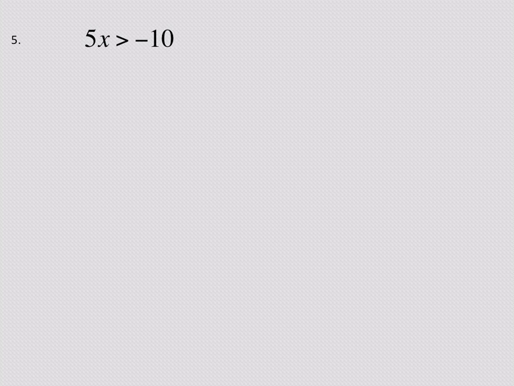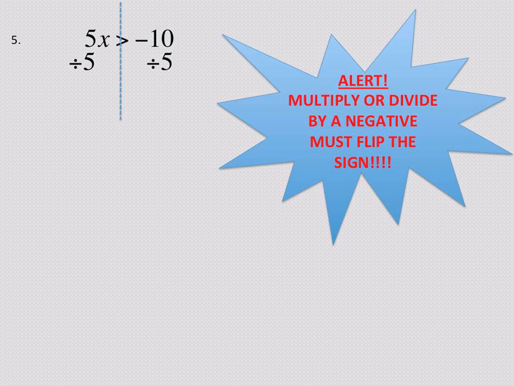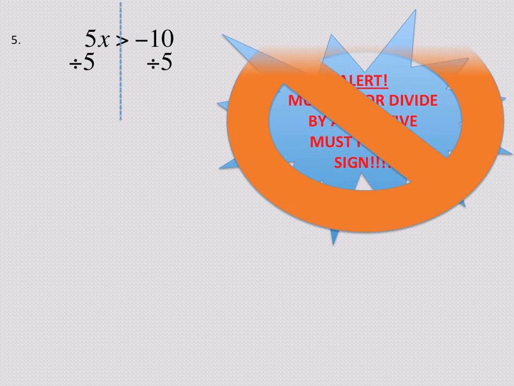Here's 5. 5x is greater than negative 10. Well, if I divide both sides by 5, there's my alert. But hold on. I didn't multiply or divide by a negative number. I'm divided by positive 5. So that rule doesn't apply because I divided by a positive number.